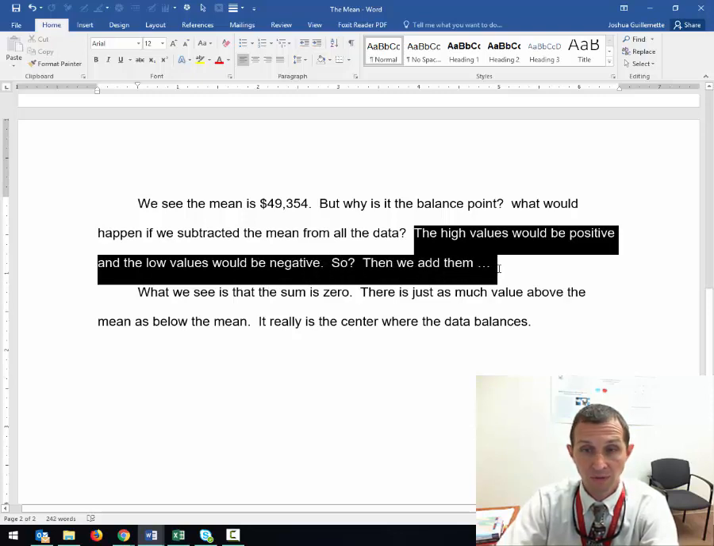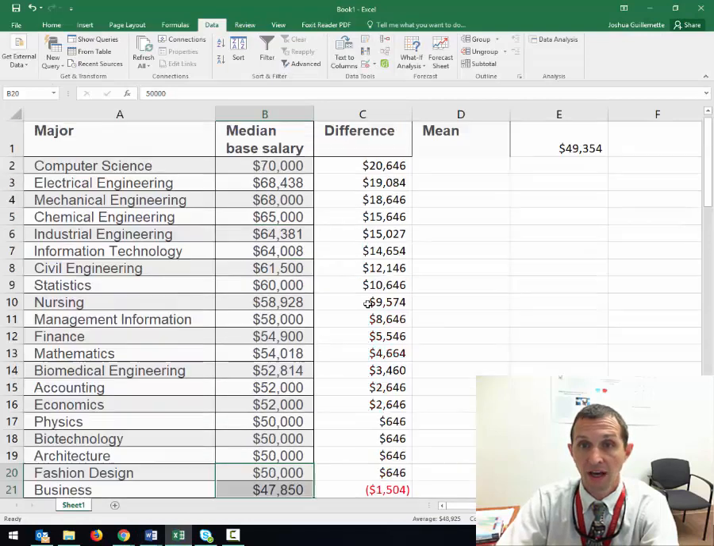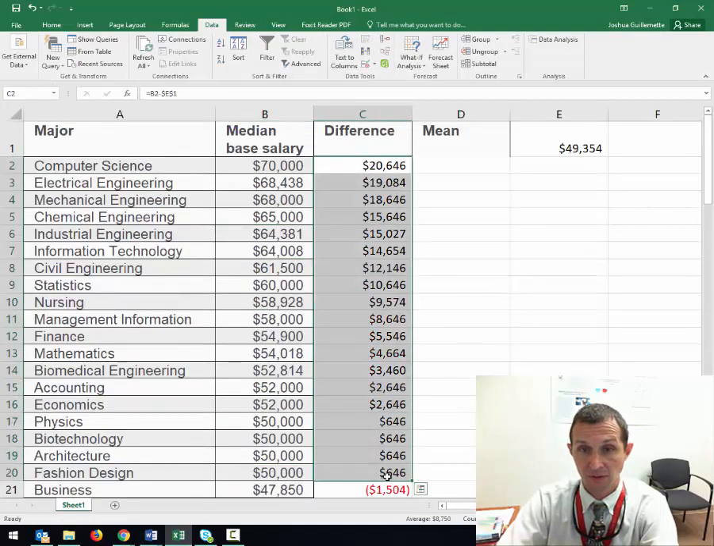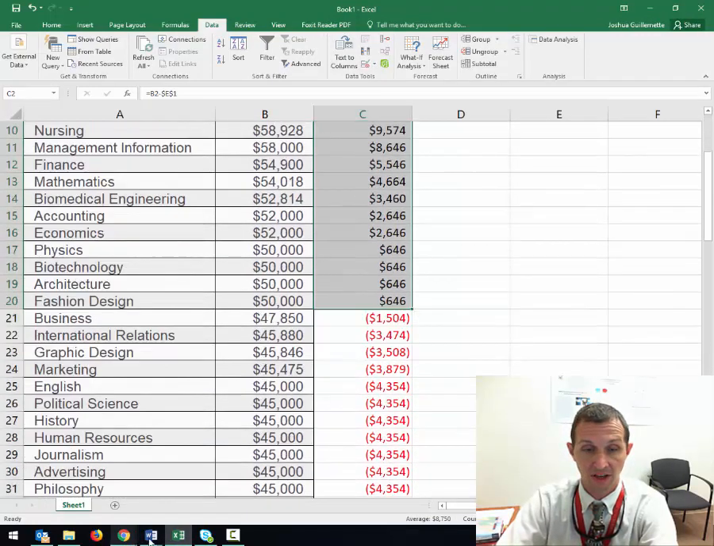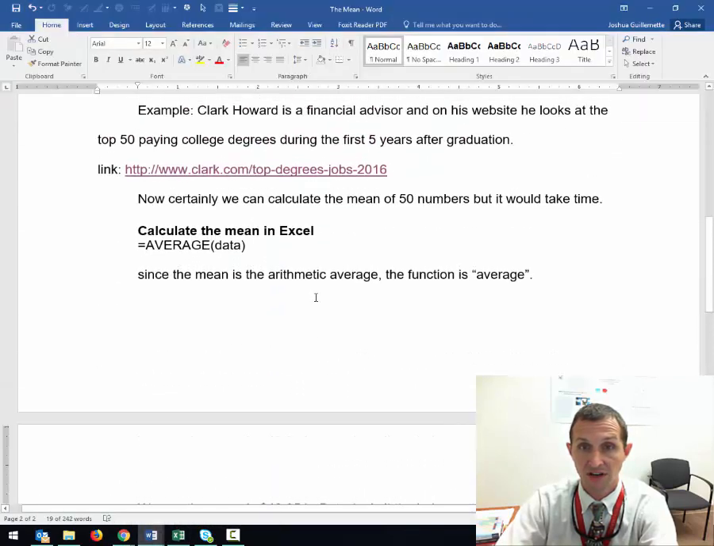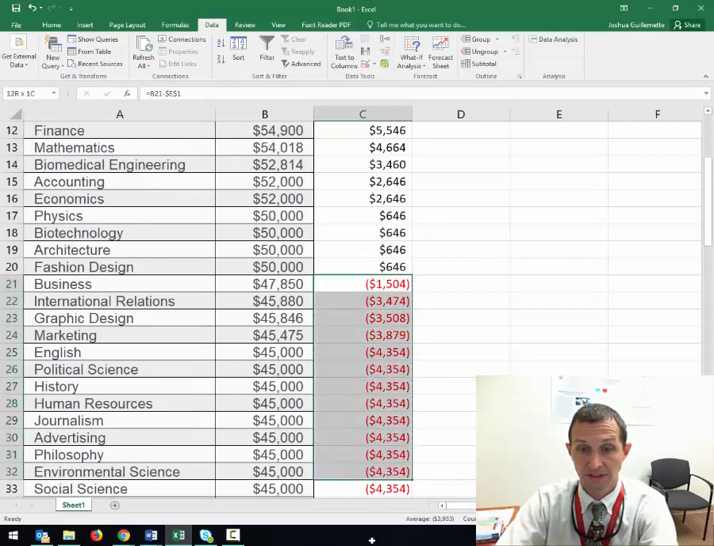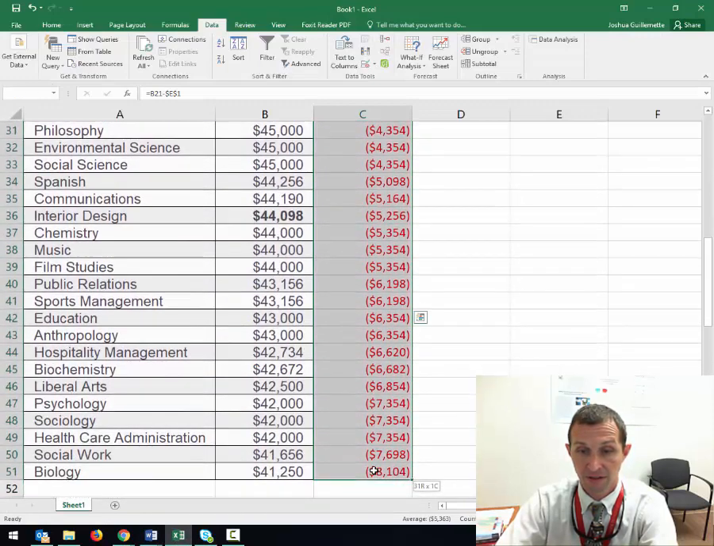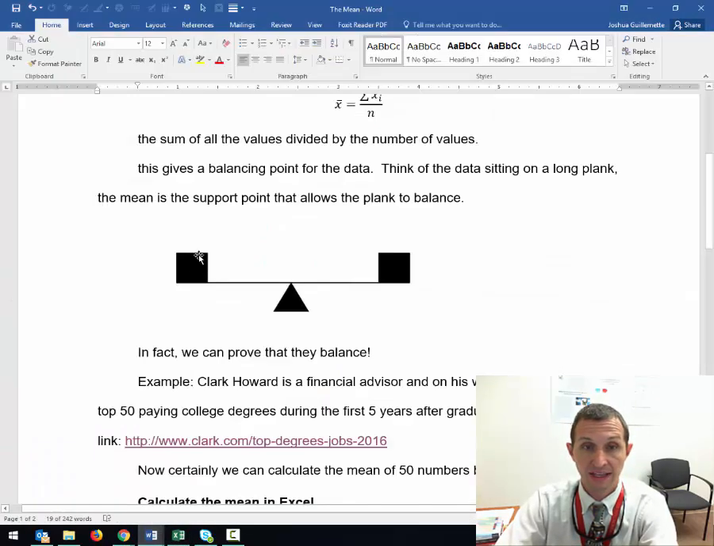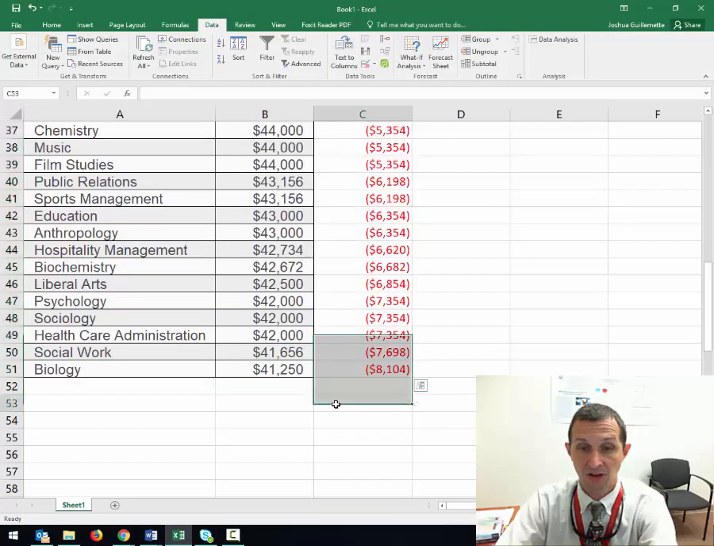So what happens when we add them, right? I've got all of these high values up here. These are on one side of the seesaw, of the teeter-totter, right? These are all the positive values. These red ones, these are all the negative values on the low side of the teeter-totter. So what happens if I add them all up?